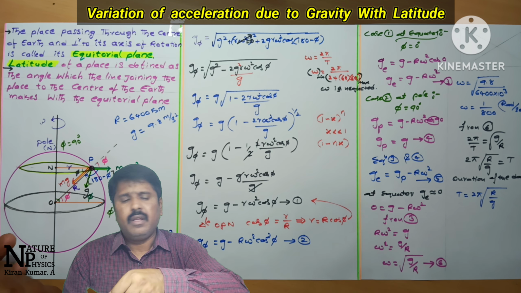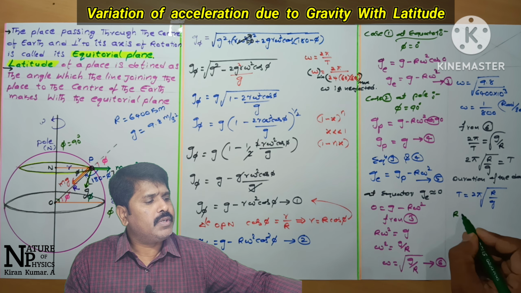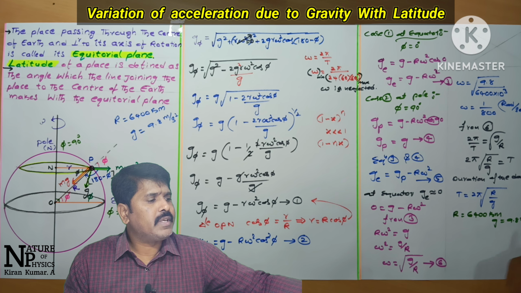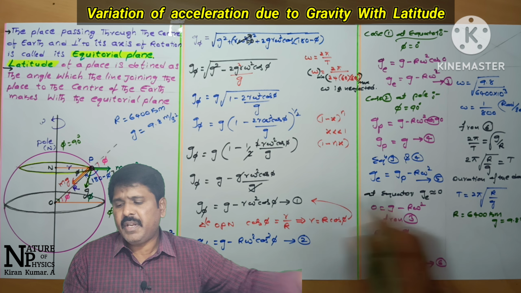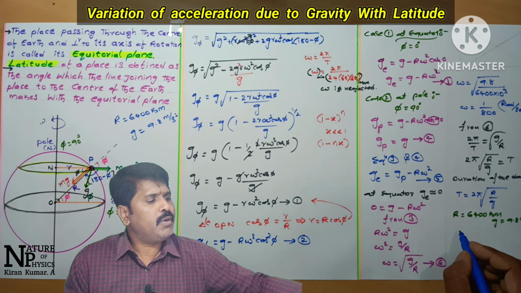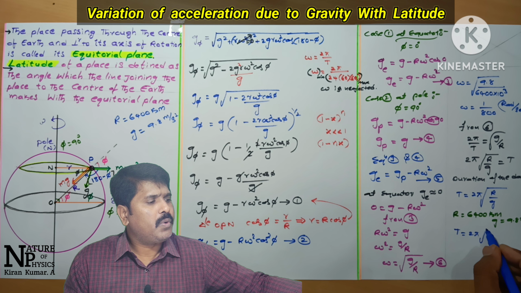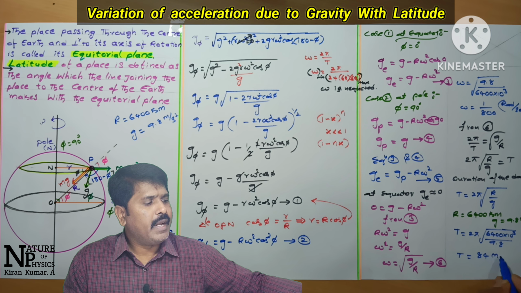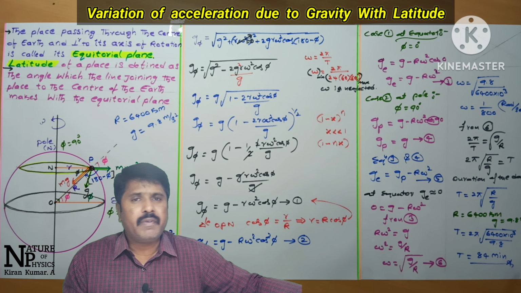In this equation the values are replaced. R is equal to 6400 kilometers and g value is 9.8 meter per second square. 1 kilometer is 1000 meters, replacing in the above equation. The resultant equation is T equal to 2 pi root over R value 6400 into 10 to the power of 3 divided by 9.8. After solving this we will get 84 minutes. This is the answer for the given question.